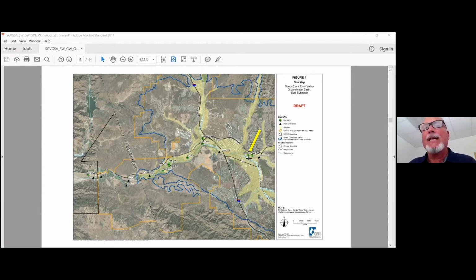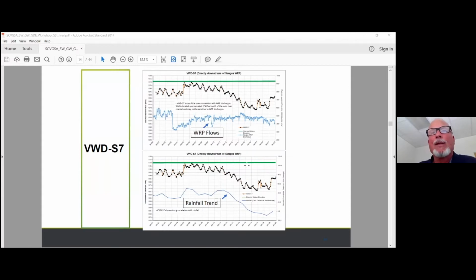So here's VWD, this is a Valencia Water District well S7 that I'm going to show you a hydrograph for. Now there's a lot of information on these graphs, but you'll see them over and over and hopefully get a feel for it. So we have time on the bottom axis of each of these graphs, and we have groundwater elevation on the y-axis here, basically going from low elevation to high elevation. The green line represents the river thalweg, or the bottom of the river channel closest to that well.